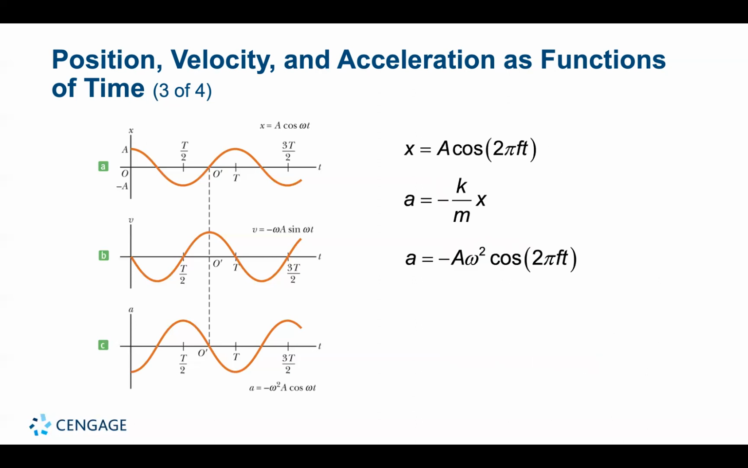So to derive the equation for acceleration, we start with the position equation and the equation for the acceleration, which was derived from Newton's second law. Combining equations and substituting omega squared, we get the following result. Notice that when the displacement x is at a maximum, at x equals A or x equals minus A, the velocity is 0. And when x is 0, the magnitude of the velocity is a maximum.